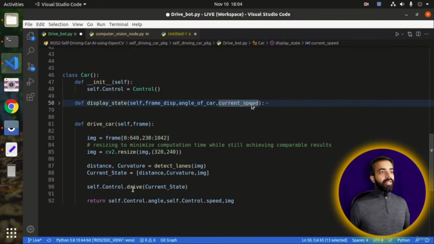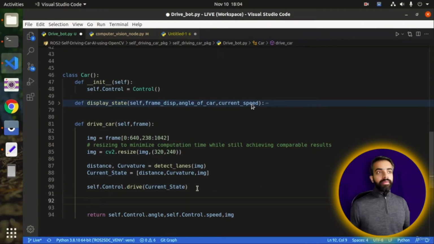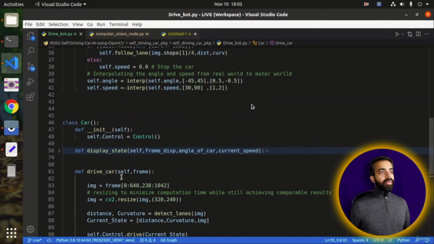Now let's call it after the self.control.drive, after we pass in the current state, which updates the angle and speed of the car. So we call it after we have called the self.control.drive function. Right here, self.displayState, which takes in the image, and the angle and speed variables of the control class. So this is the control class. Once we have done this, our control system or the lane assist feature has been completed.